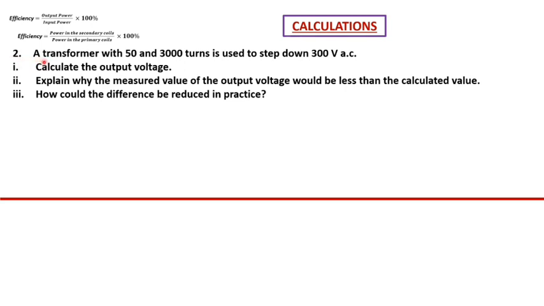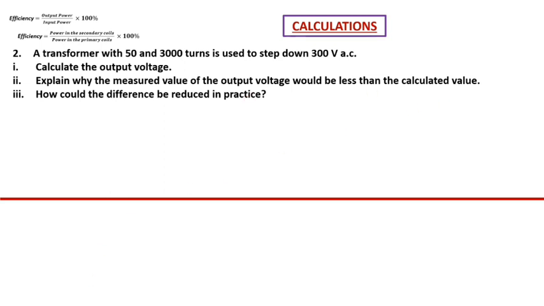Example 2. A transformer with 50 and 3000 turns is used to step down 300 volt AC. 1. Calculate the output voltage. 2. Explain why the measured value of the output voltage would be less than the calculated value. 3. How could the difference be reduced in practice?